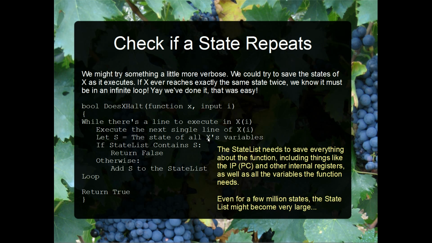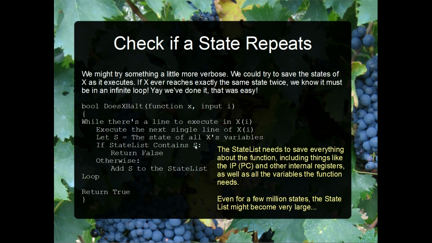Now that's actually the state in a slightly fuller sense. That's including all of the things like the instruction pointer or the program counter and all of the other internal registers. So it's the complete list of X's variables and all of its registers. It's the entire state. Anyway, if our state list contains S already, then we know that X is going to keep going back to S over and over again. It's going to keep generating that state.